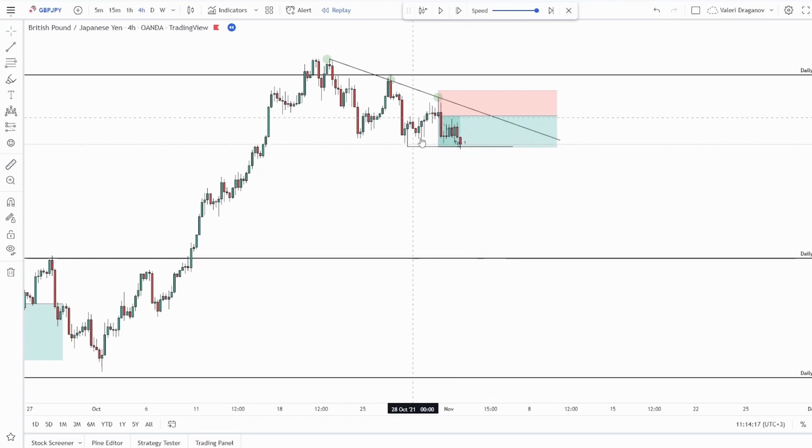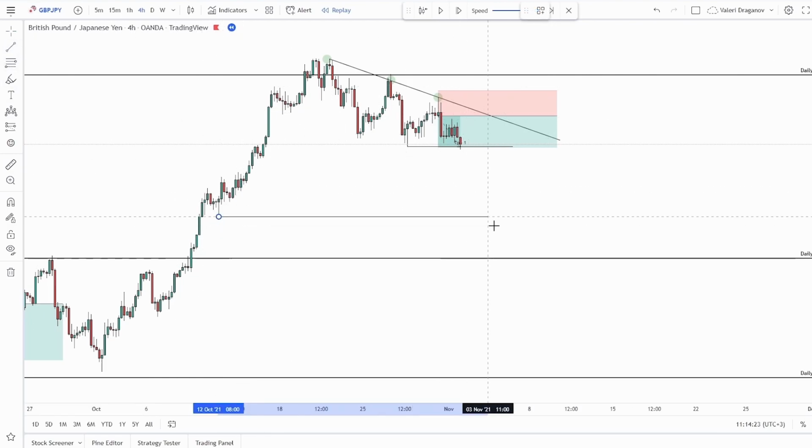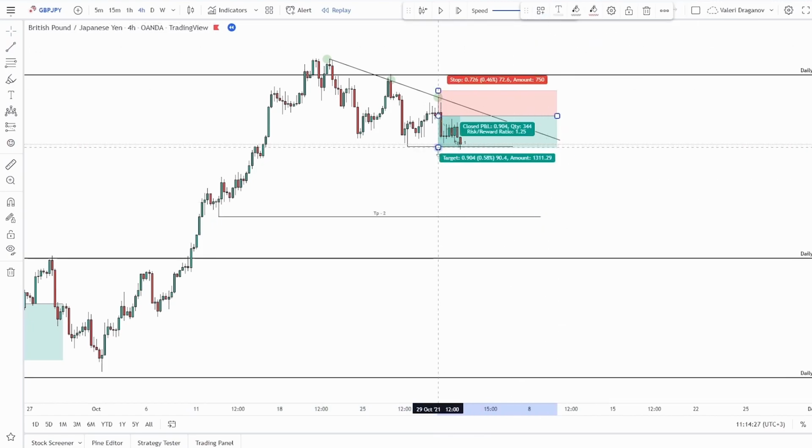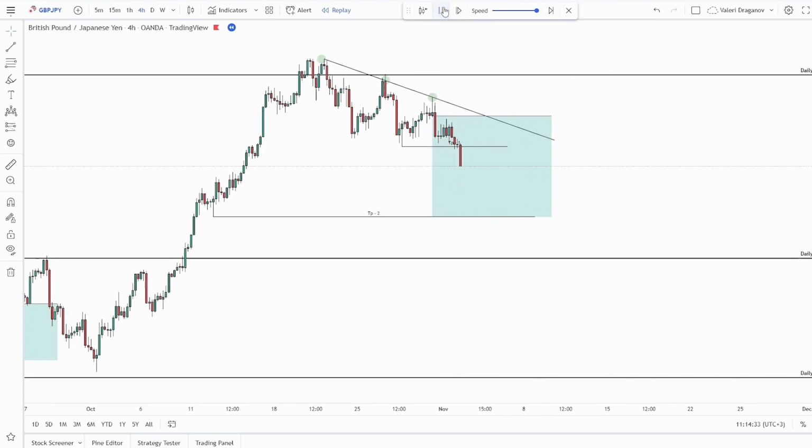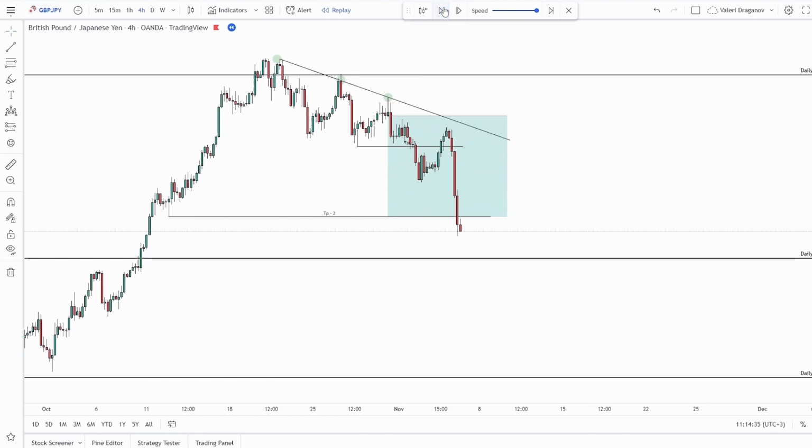Here, our first take profit is hit. Then we're gonna make our second take profit on the next previous bottom, down here. And we're gonna protect the deal by moving the stop on profit. Let's see. Here, the price falls and hits our second take profit.